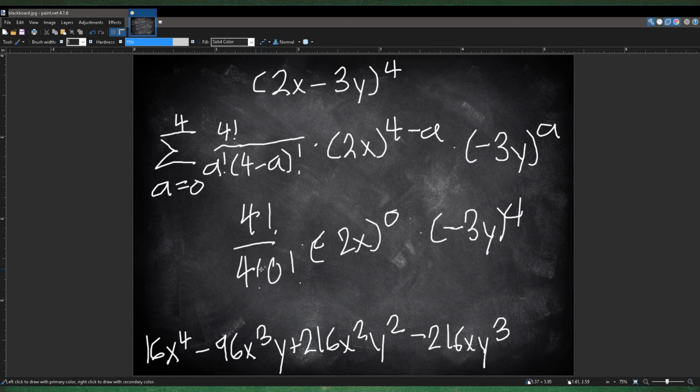As I said before, if it's 4 factorial over 4 factorial times 0 factorial, it's always going to equal 1. Even if it's 5 factorial over 5 factorial times 0 factorial, it's 1. So if you ever see a 0, it's probably just going to be 1. So this is 1. 2x to the power of 0 is 1. And negative 3y to the power of 4 is just 81 y to the 4th. So it's basically that simple.